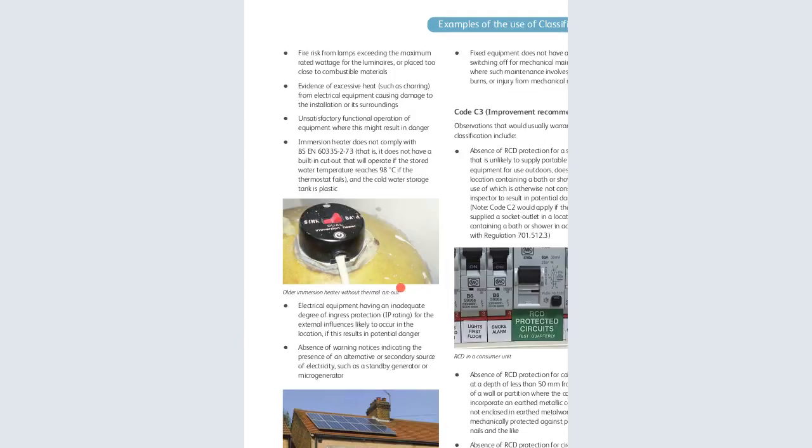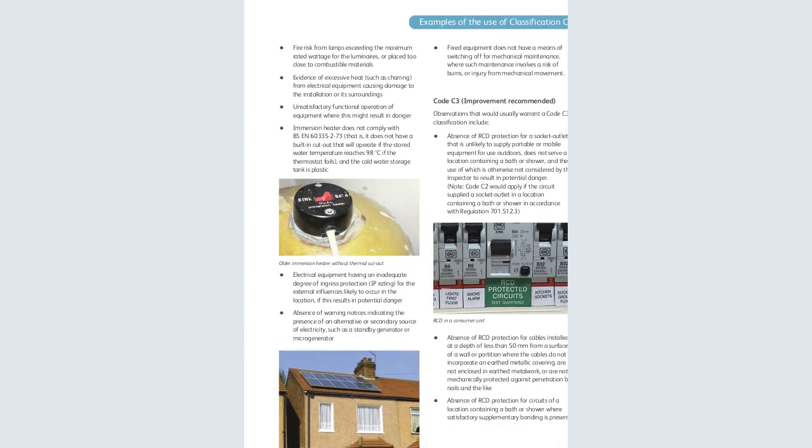Now, another things are there. Fire risk from lamps exceeding the maximum rated wattage of the luminaire or placed too close to combustible materials. Evidence of excessive heat, such as charring from electrical equipment causing damage to the installation or its surroundings, and unsatisfactory functional operation of equipment where this might result in danger.